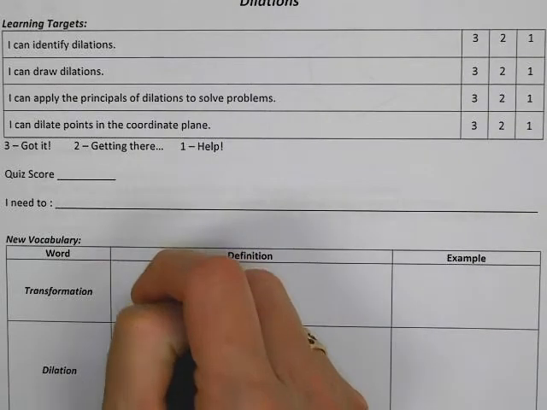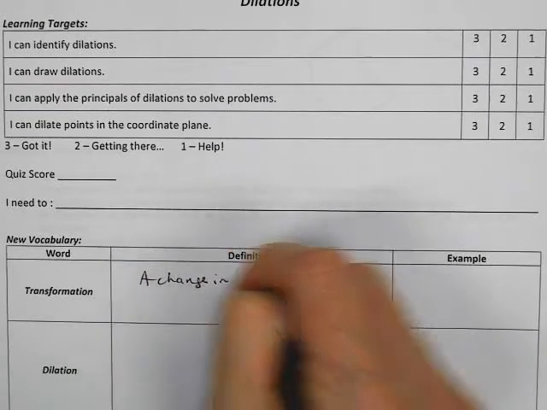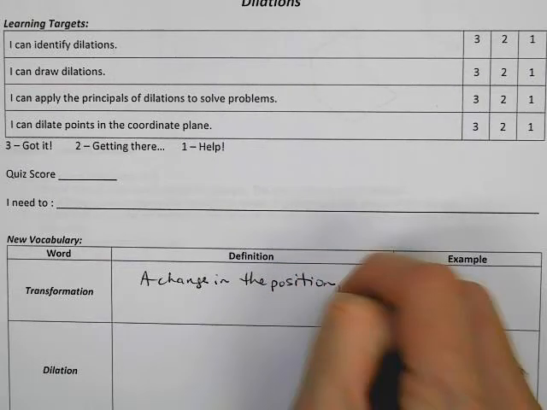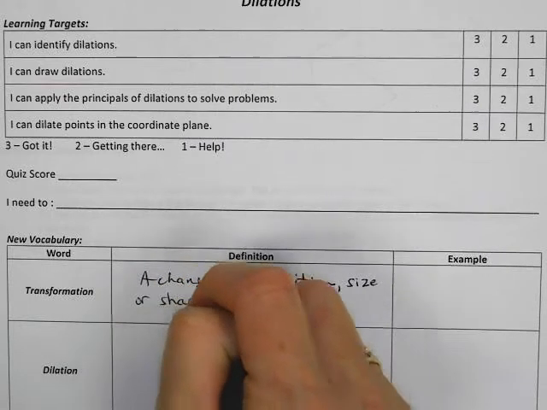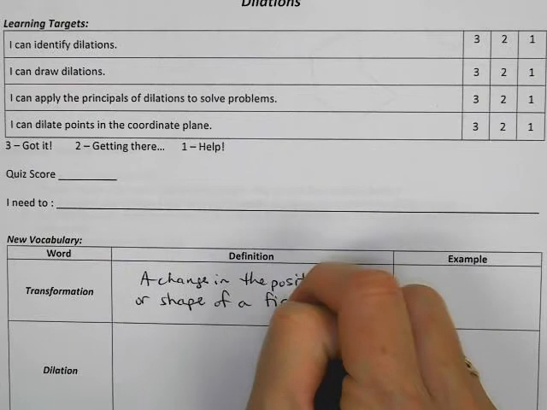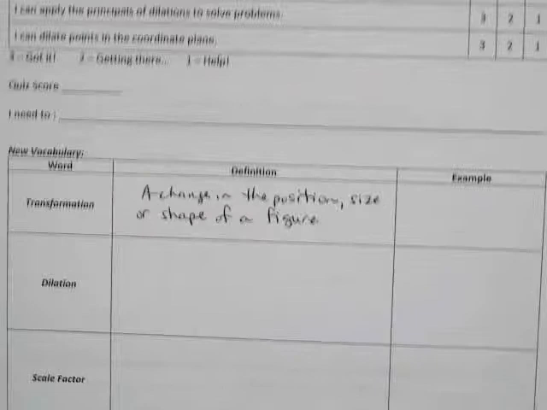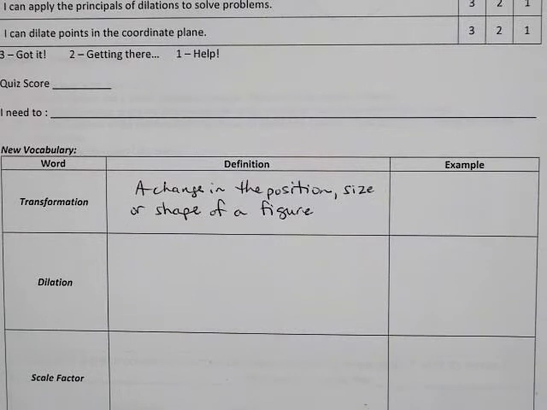So to remind you, a transformation is a change in the position, size, or shape of a figure or graph. All right, and we've talked about that before. The three that I just referred to are all transformations. So a dilation is different because in rigid transformations, we preserved the exact size and shape of it, and we just moved it around someplace.